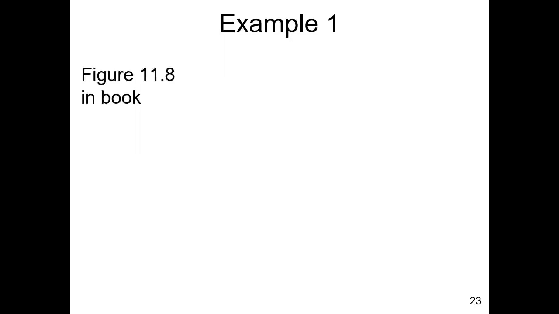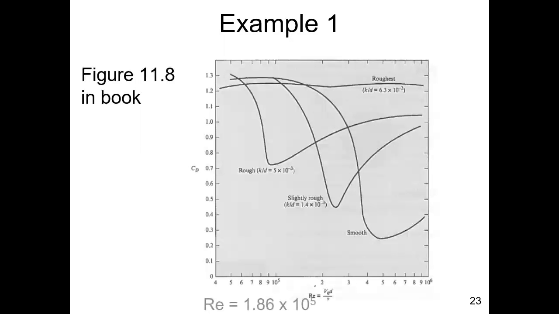And now that we know that, for example, if we go to figure 11.8 in your book, and I went to 11.8 because compared to 11.5, 11.5 has a very large range for the horizontal axis, whereas 11.8 is more narrowed, so you can get a little more accurate on it. So we go in at 1.86 times 10 to the fifth and horizontally over, and what you see is that the drag coefficient is about 1.2. Any questions on that?